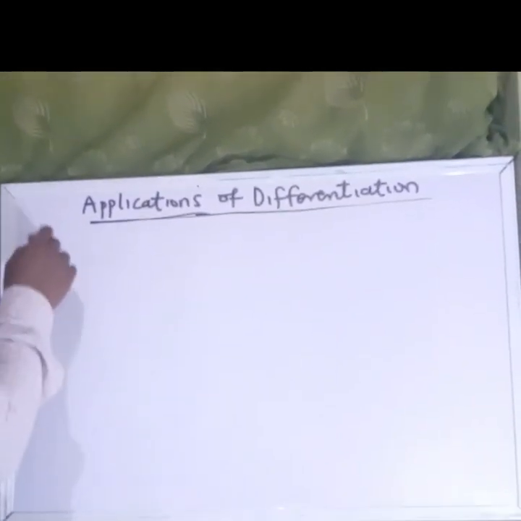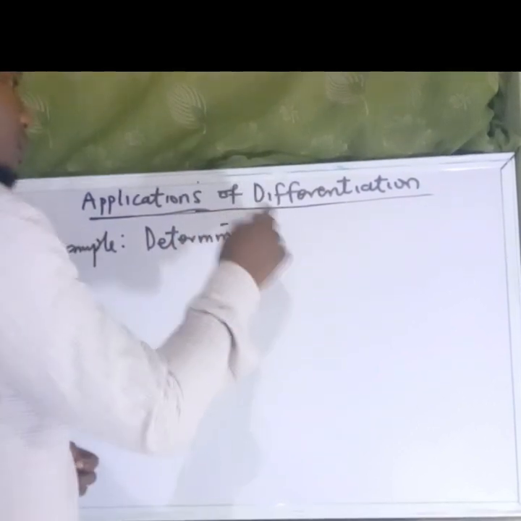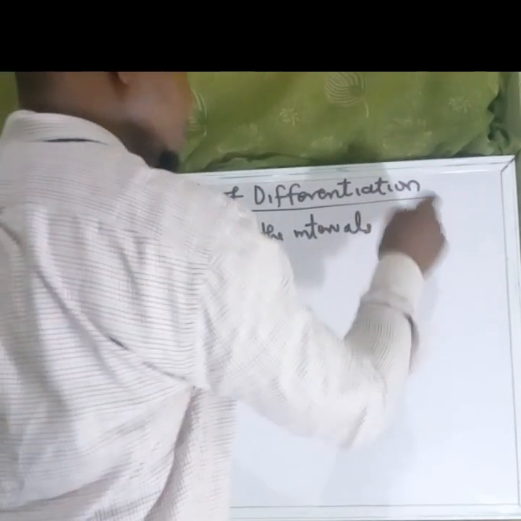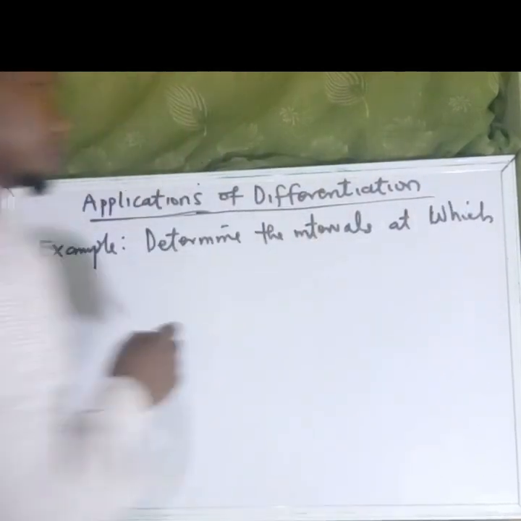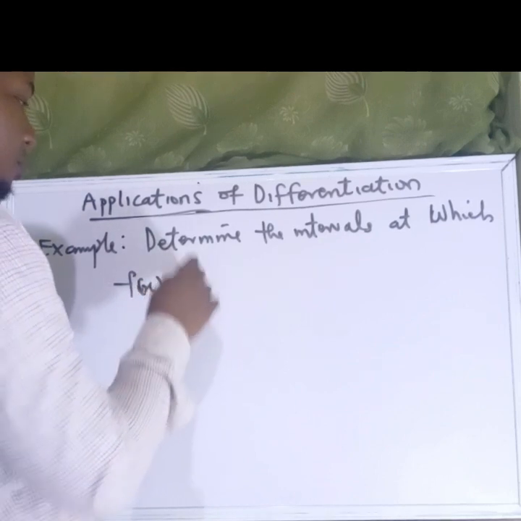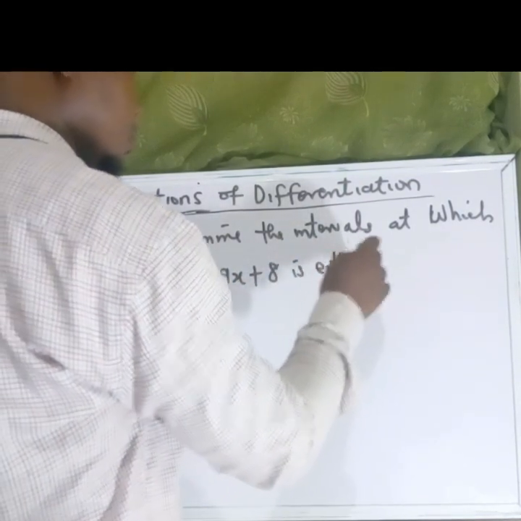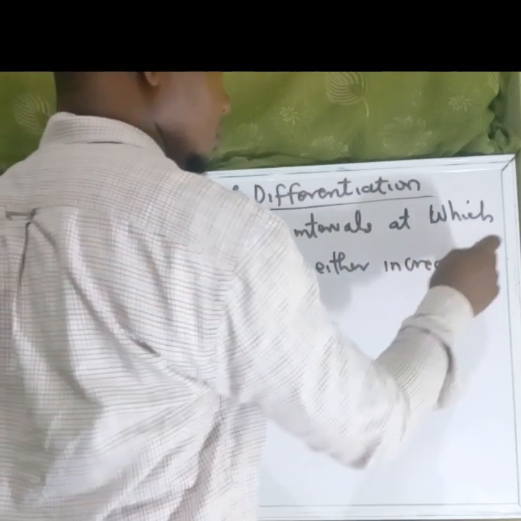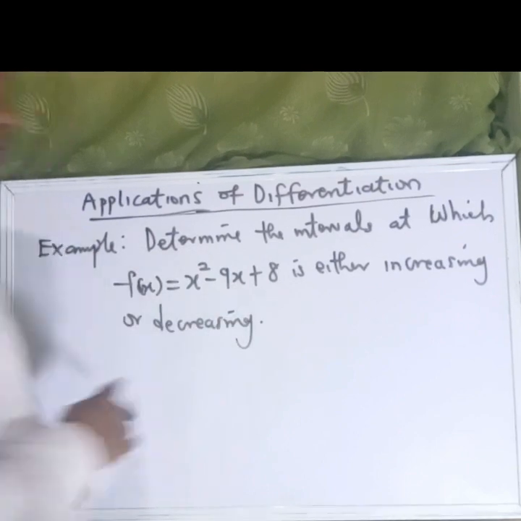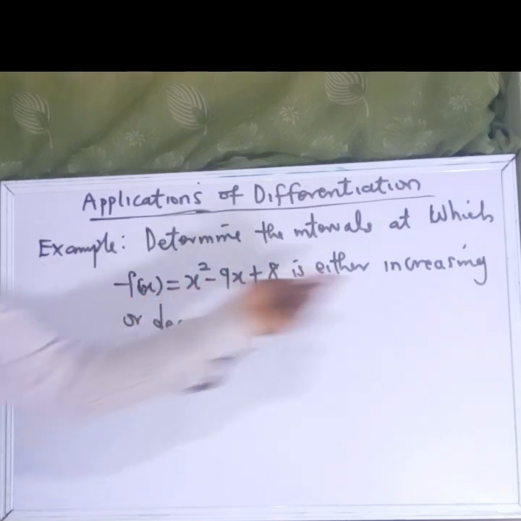So let's consider an example here. The example says determine the intervals at which this function is either increasing or decreasing.